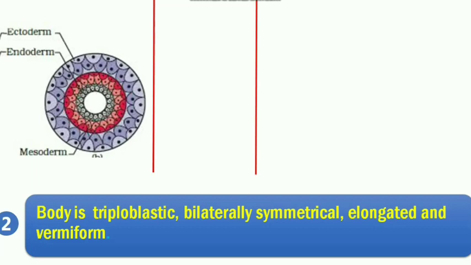So we have also learned about diploblastic condition. The diploblastic condition is the condition where mesoderm is absent. Instead of mesoderm, we can see an undifferentiated mass called mesoglea. You can see in case of the Coelenterata and all.